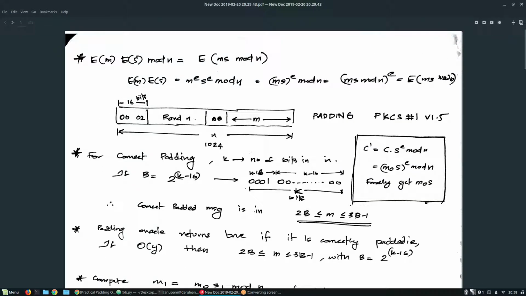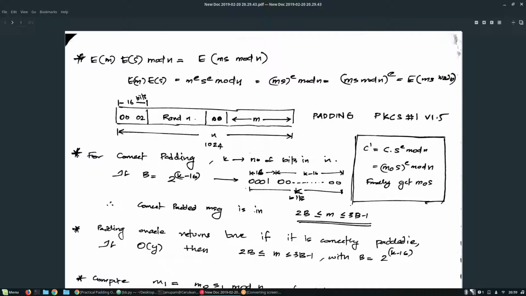So first what we need to know is that RSA is compliant with the multiplicative property. So basically this expression remains true: E of m into E of s mod n gives E of ms mod n. So this is important during the attack. We'll get on to where this is used.